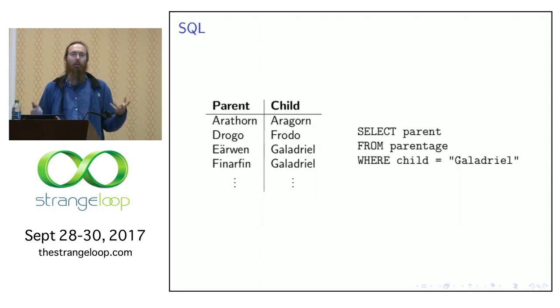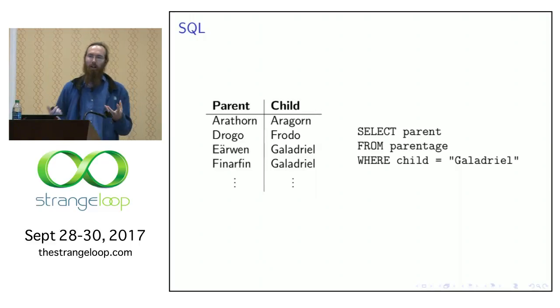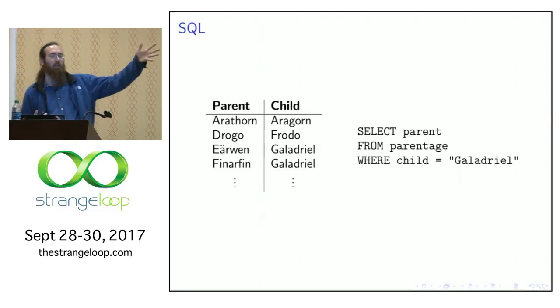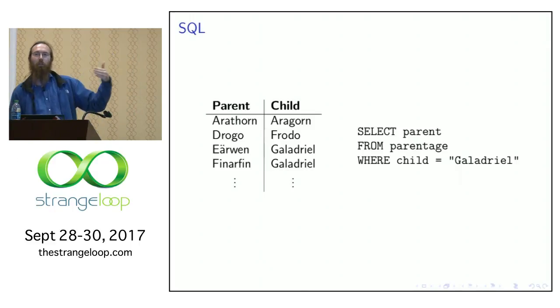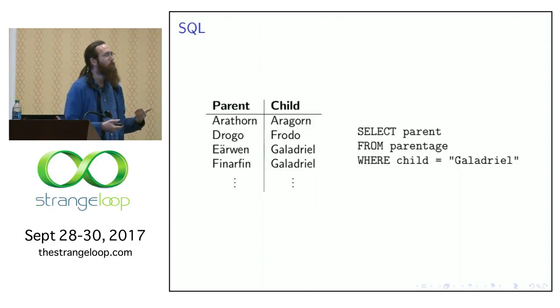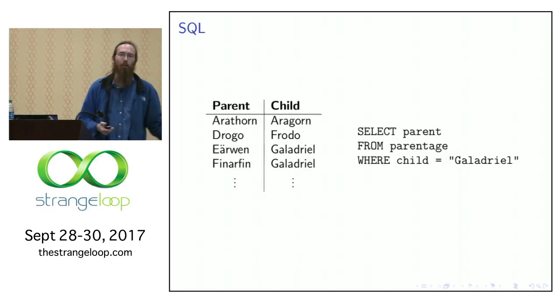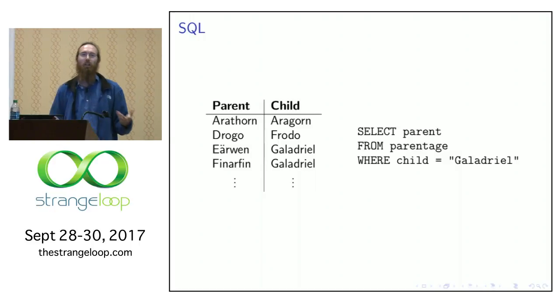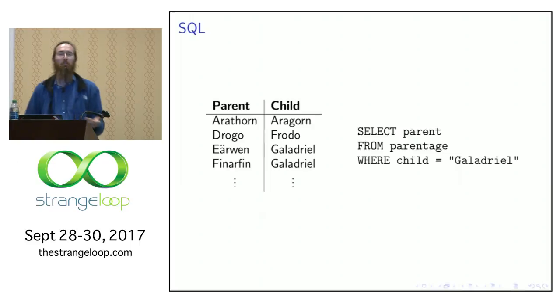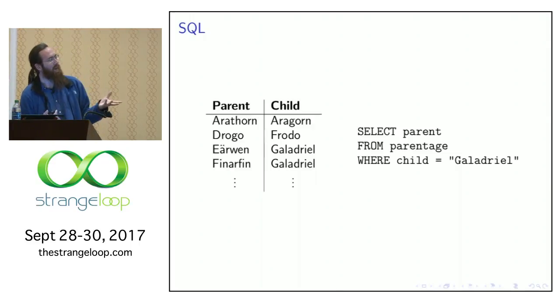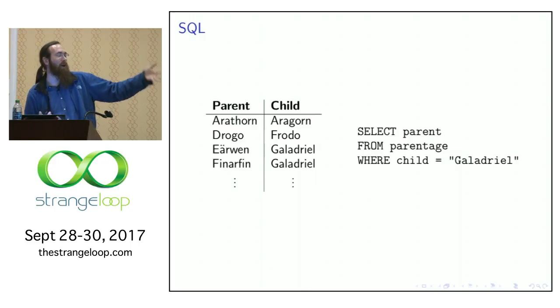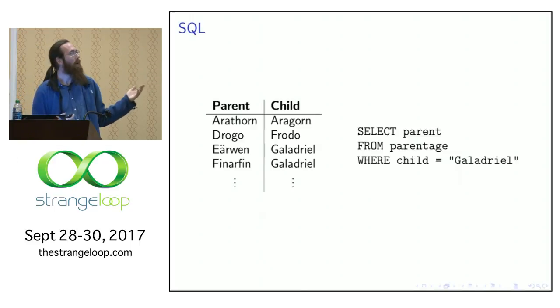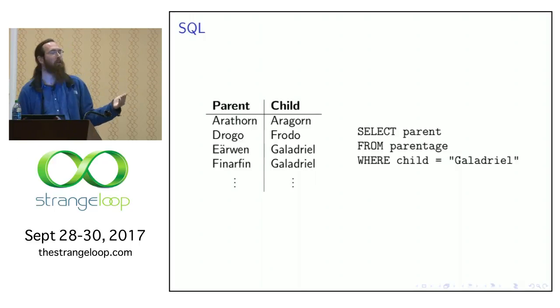So one way of thinking about data, the way that SQL teaches us, is that your data is arranged in tables, right? And a table has some number of columns, and each row has a value for each of those columns, right? So here we have a table that one might create if you wanted to study the genealogies in the work of J.R.R. Tolkien. It tells you that Arathorn is the parent of Aragorn, Drogo is the parent of Frodo, and Galadriel's parents are Eowyn and Finarfin.